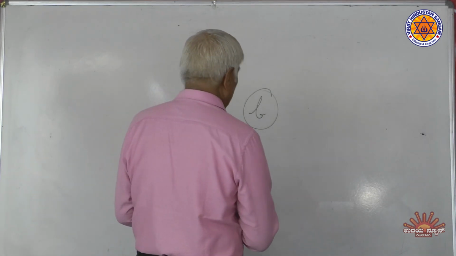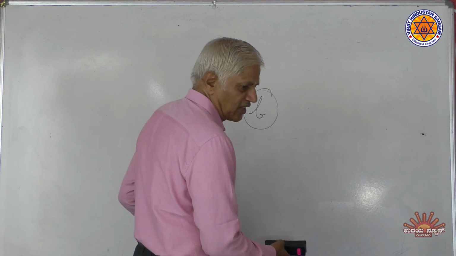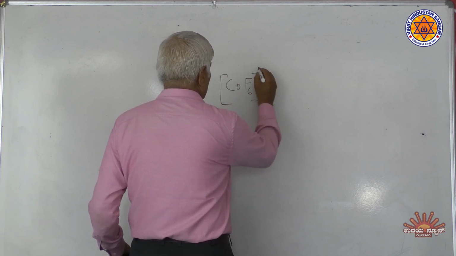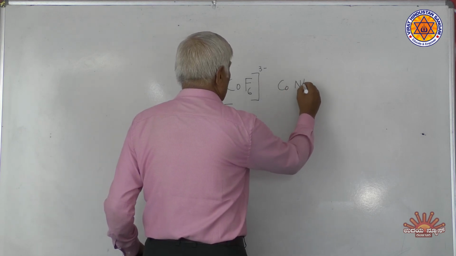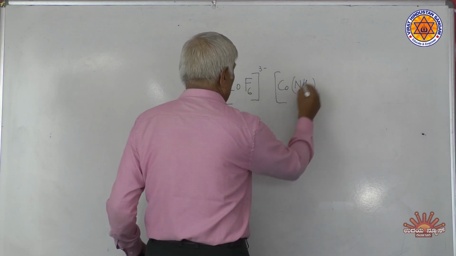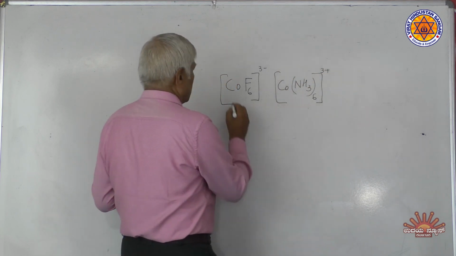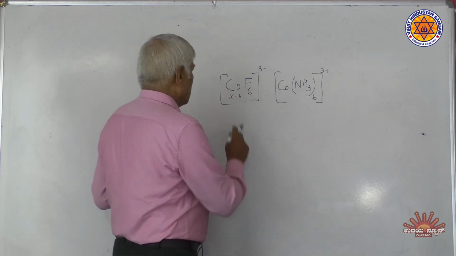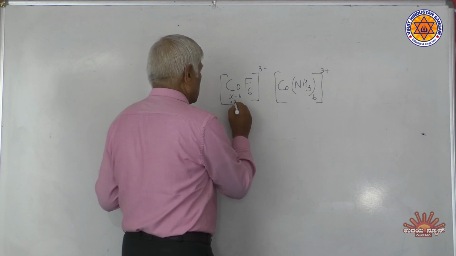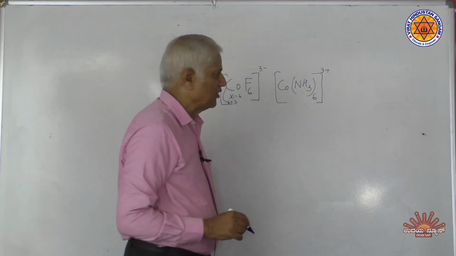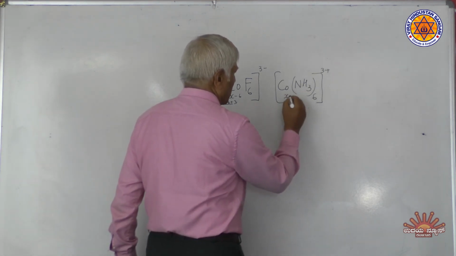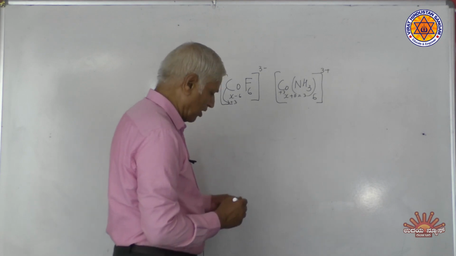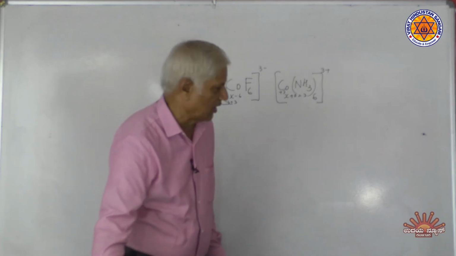Both [CoF6]3- and [Co(NH3)6]3+. What do you observe? Look at the oxidation state. All halides minus 1. Minus 1 into 6 is minus 6. X minus 6 equals minus 3. X equals plus 3. Therefore, the oxidation state of cobalt is plus 3. Ammonia is a neutral ligand. It is 0. X plus 0 equals 3. Here also it is 3. So, the oxidation state of cobalt is the same in both the complex ions.